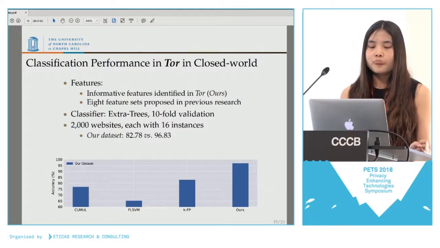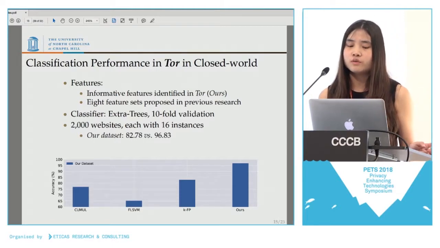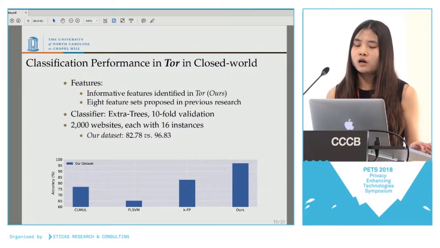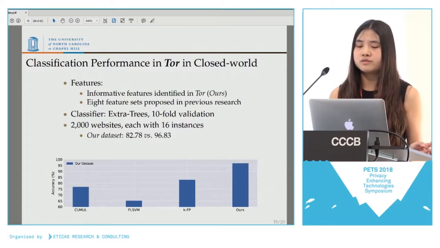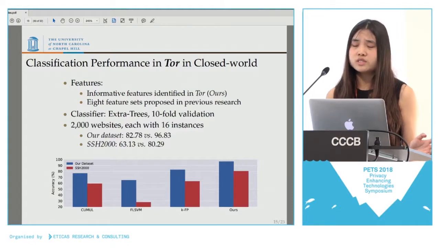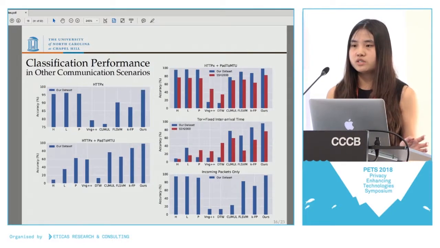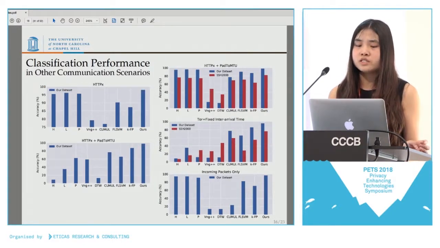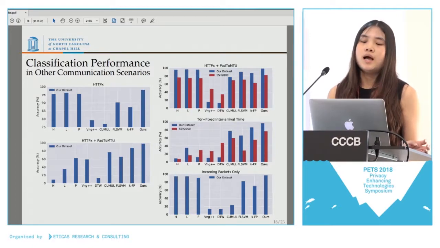For example, if we use 2,000 websites from our datasets, we outperform the state-of-the-art by around 14%. And with SH 2000, the gap is further increased to around 17%. And we observed consistent performance across 8 different communication scenarios.